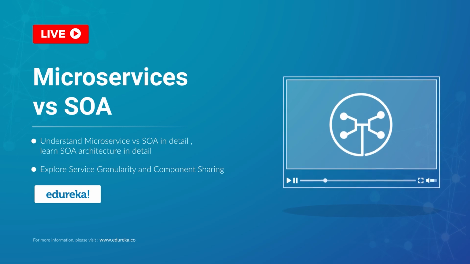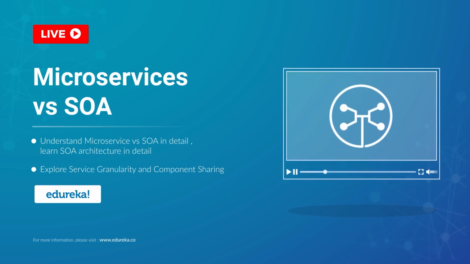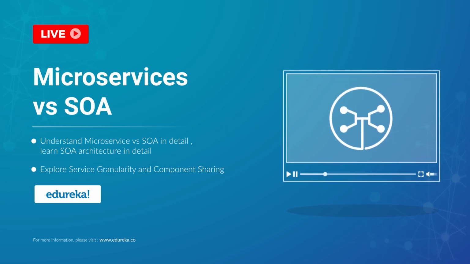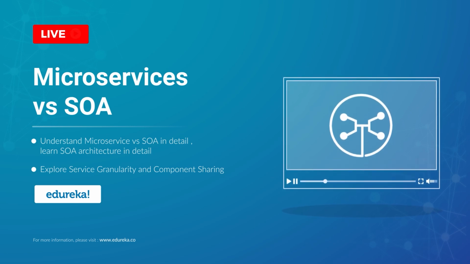This session is about the difference between applications which are implementing SOA, which is service-oriented architecture, and software applications which are implementing the microservices architecture. So without wasting any time, let me get started.